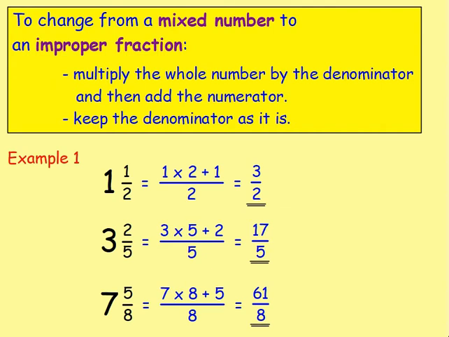So with these ones here, going from a mixed number to an improper fraction, what do you do? If you had 1.5, all you do is take the whole number part and multiply it by the denominator. So you do 1 times 2, and then you add the numerator, so add the number at the top. So you do 1 times 2, add on 1. What does that give you? 3. And they'll stay with the 2 on the bottom, so you'll have 3 over 2.